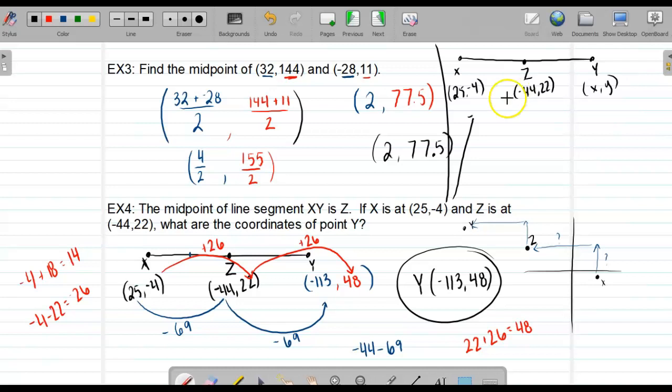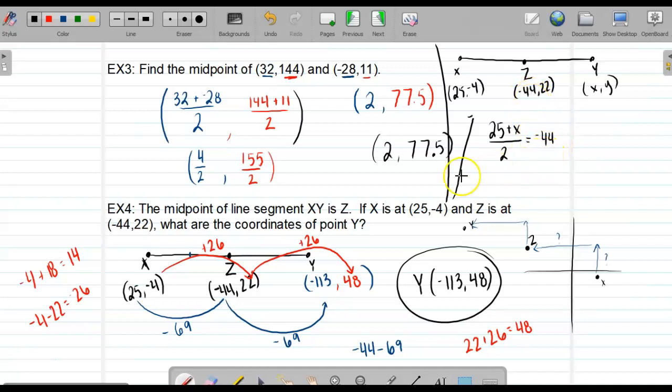So you could use the formula. If you are finding the midpoint, you would add the endpoints together, 25 plus X, and you would divide it by 2. And whenever you do that, it should give you the X coordinate for your midpoint, Z. So you should get negative 44. Okay? So I'm using my formula here, 25 plus x divided by 2, that's my midpoint formula. It needs to equal that negative 44.